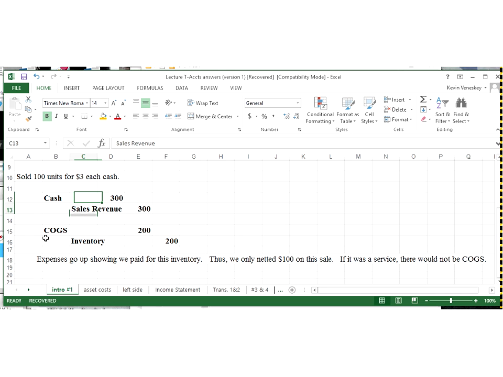But when you look at this actual transaction, I brought in 300, yes, but out of that 300, it cost me 200 just to get the stuff. So really, I only made a net of $100, instead of back when we had a service, the full amount of the revenue was our actual gross profit. But in this case, we have to take it down a little bit because of that initial upfront expense with the inventory.